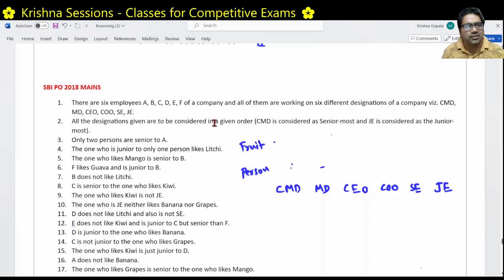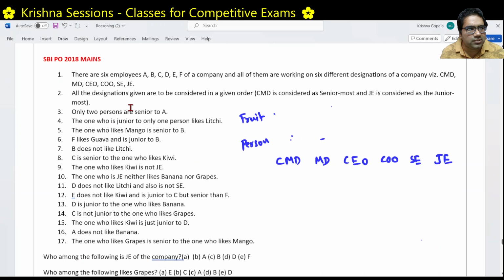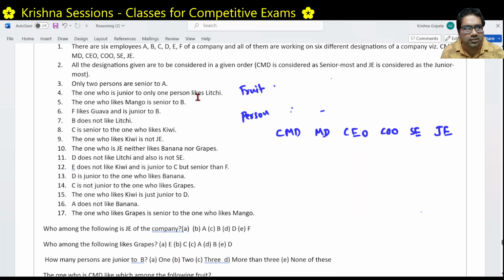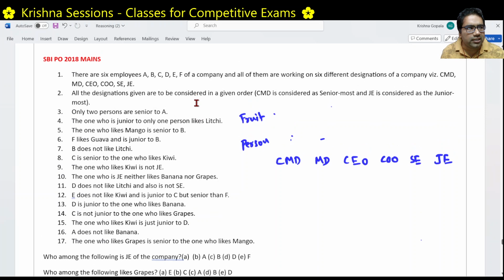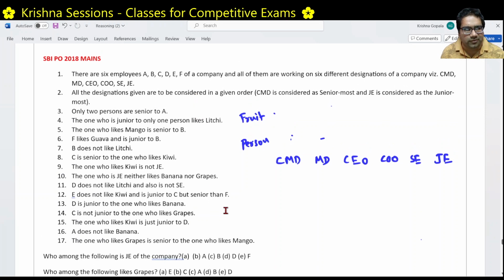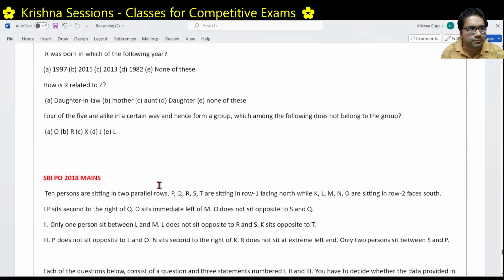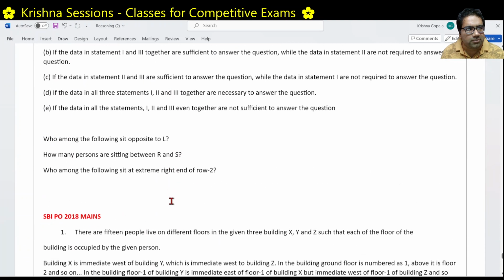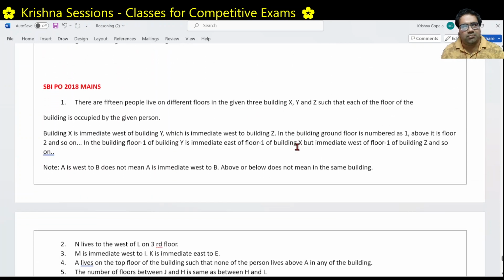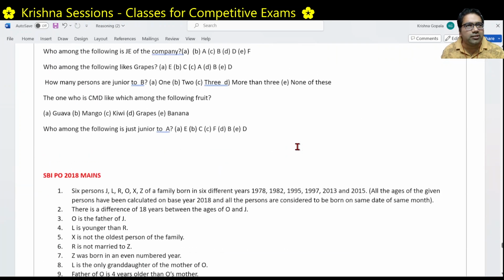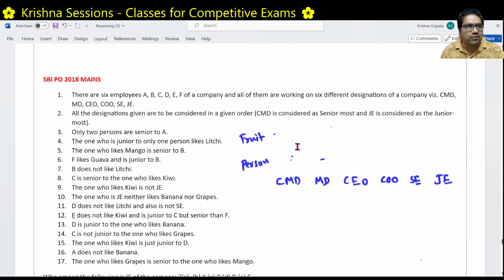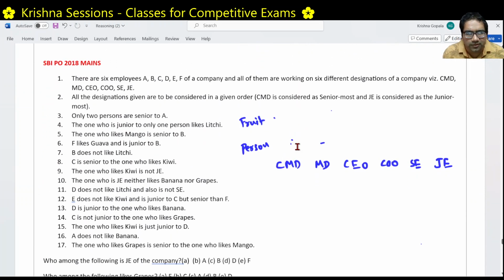In the next session. So this question, SBI PO 2018, is actually a good problem. It's not seating arrangement. It's a problem solving problem. This one is also a kind of problem solving. And this is also another problem solving. So basically in the 2018 paper, out of 35 questions, around 25 to 30 questions are problem solving questions only. And some of them are actually really complex.